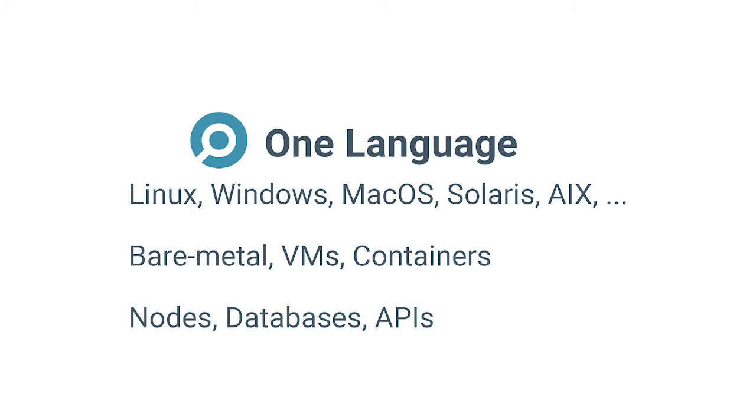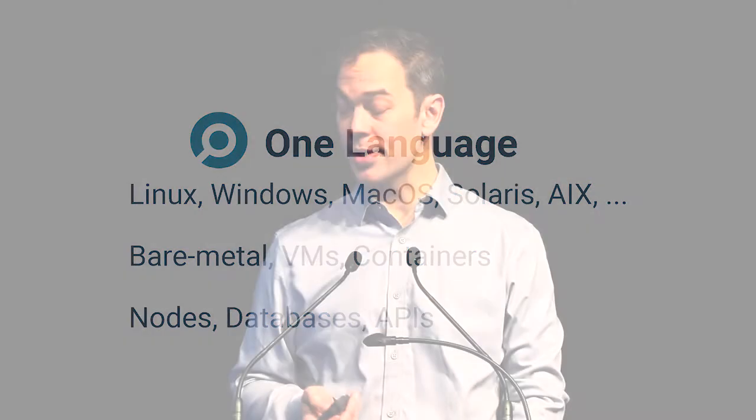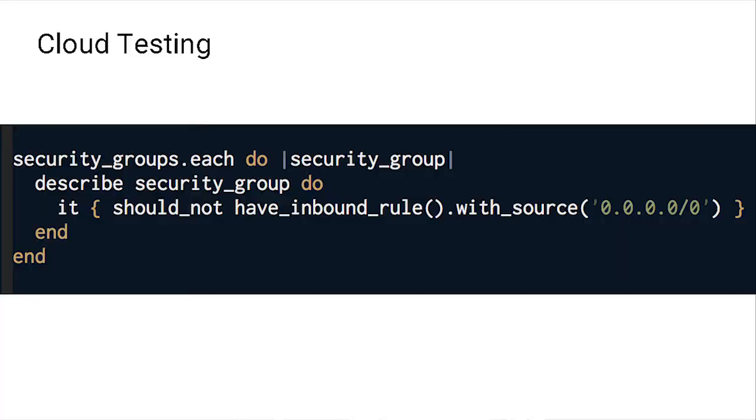Inspec can also talk to APIs. And the nice thing about talking to APIs is you can start talking to cloud APIs. In this case, we're talking to security groups on Azure. So we can actually go and see that the security group should not have an inbound rule with the source of 0.0.0.0/0, which means it's just open to the world.